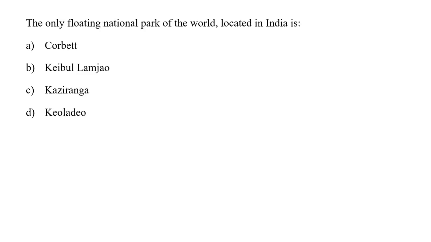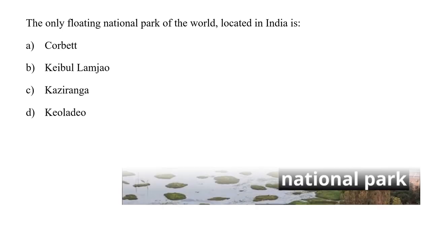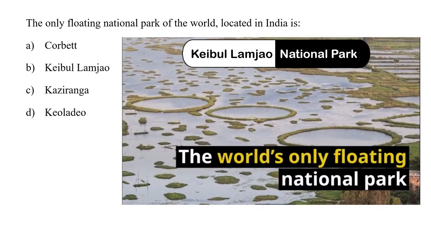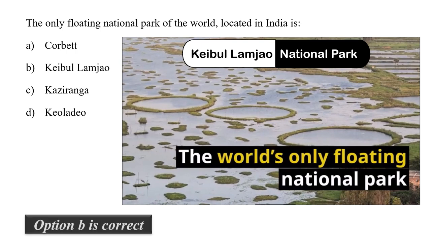The only floating national park of the world located in India is Corbett, Keibul Lamjao, Kaziranga or Keoladeo. As we all know, Keibul Lamjao is the world's only floating national park, present in Manipur state of India. Hence option B would be the correct answer.